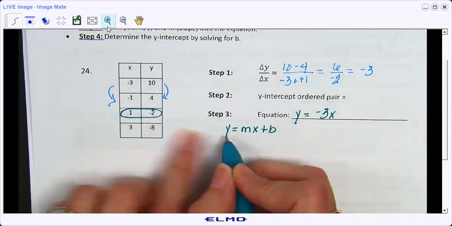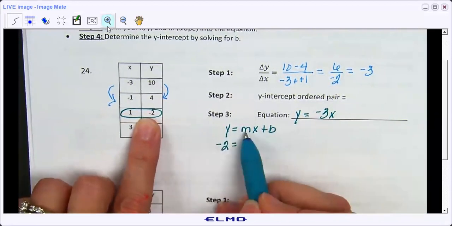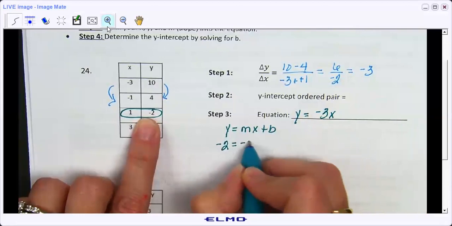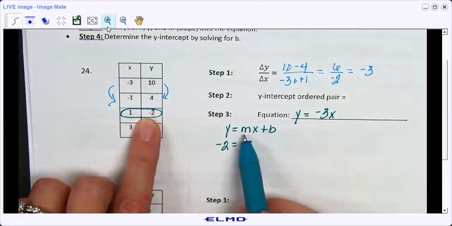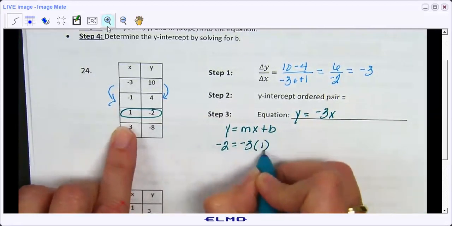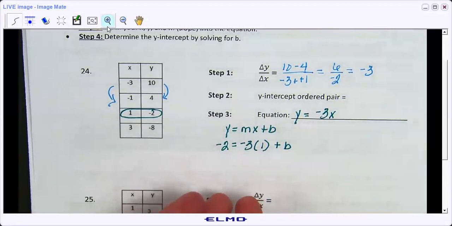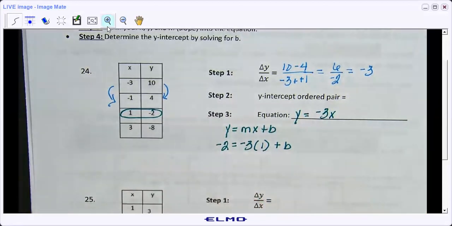Well, y here is -2. My slope is -3. And remember, we multiply m and x. My x is 1, so I'm going to multiply that by 1. And we don't know what our y-intercept is, so it's plus b. We're trying to figure out our y-intercept. So with this information, we have enough to solve and figure out what b is.